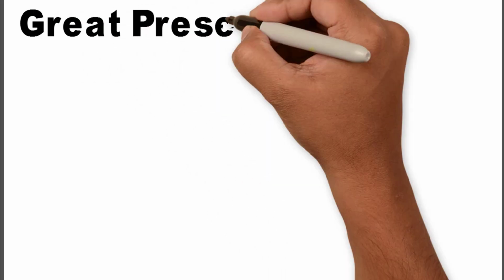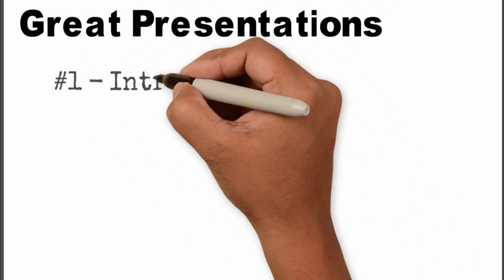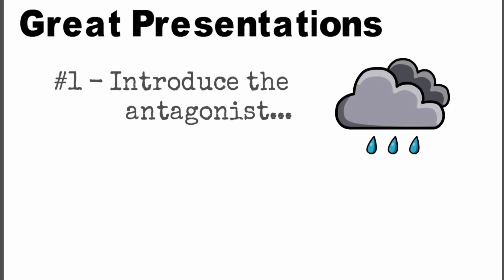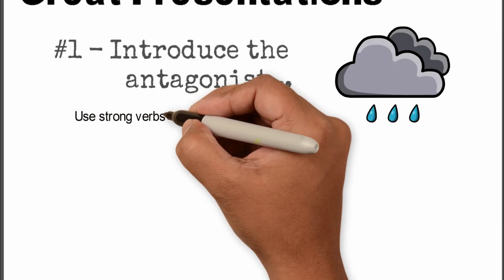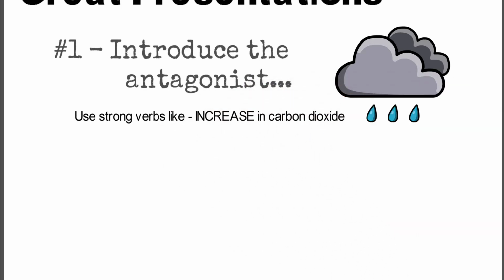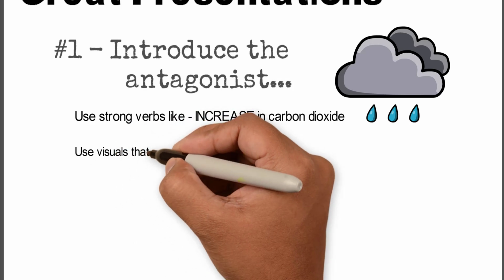This is a short summary of how to give great presentations, and it starts with a number of things. Introduce the antagonist. And when you introduce the antagonist, you want to use strong verbs. So you want to say things like increase and decrease. In this example, we use increase in carbon dioxide, and then use visuals that emphasize the point.